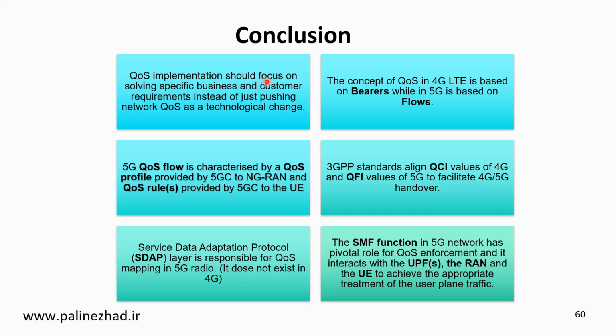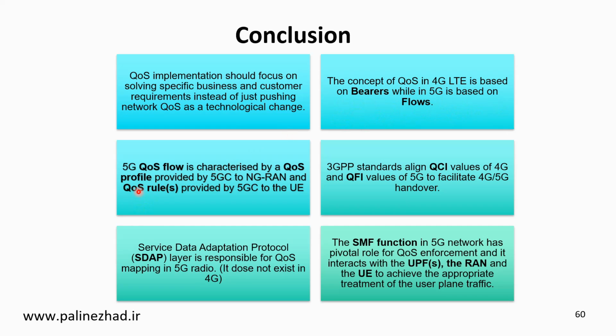First one is that QoS implementation should focus on solving specific business and customer requirements instead of just pushing network QoS as a technological change. This was because we need to get money from business owners and we need to solve their problems. Implementing QoS as a technology is not enough. The second one is the concept of QoS in 4G LTE is based on bearers, while in 5G it is based on flows. Now you know it.